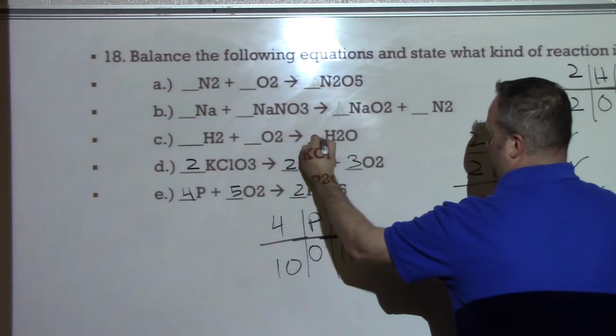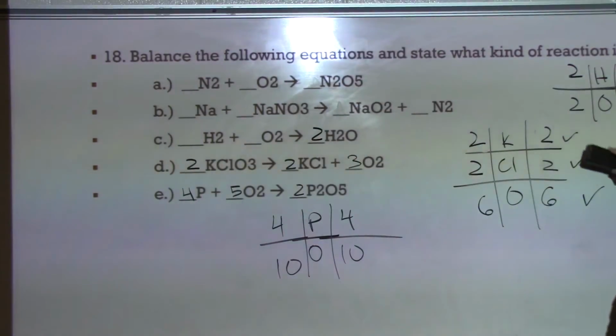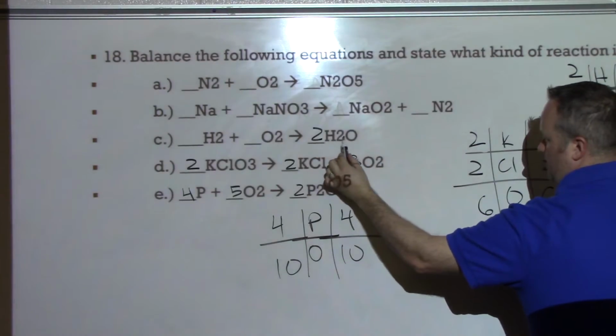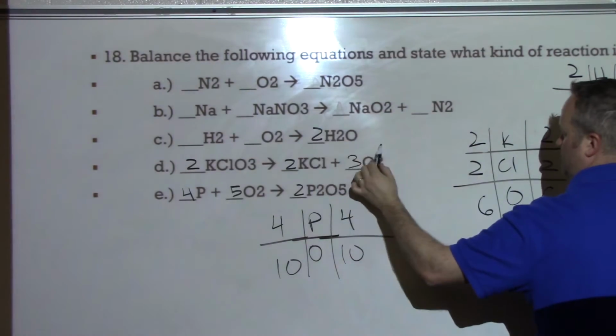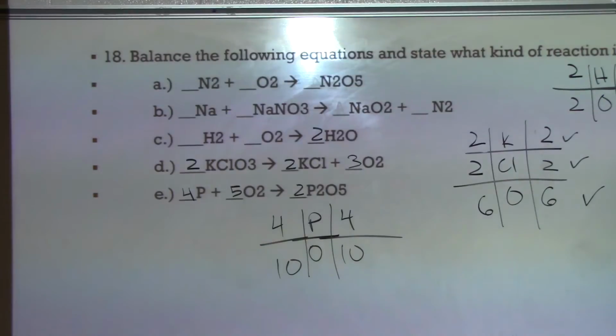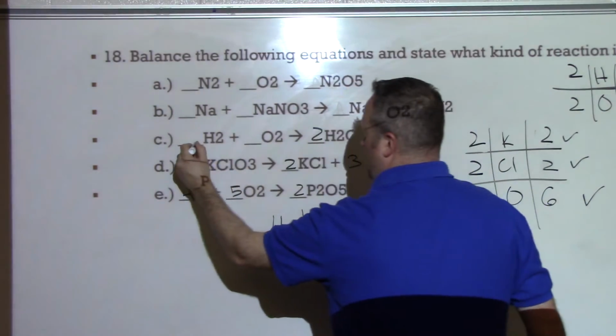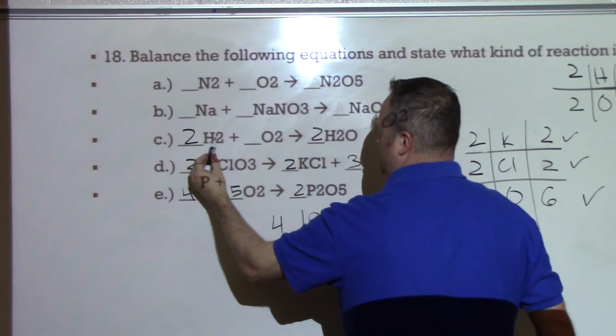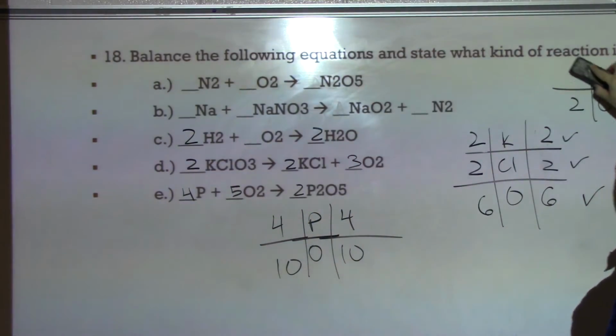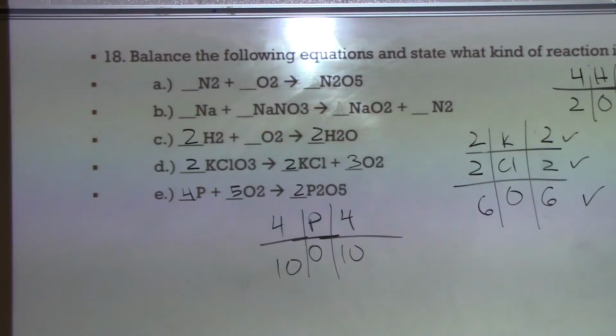So what I'm going to do is I'll place a 2 right here, and when I do that, it changes my numbers. So now I have 4 hydrogen, because I'm saying 2 times 2 is 4, and then 2 times 1 is 2 oxygen. So oxygen is okay. All I have to do is place a 2 right here. Now it's 2 times 2, which is 4 hydrogen, and therefore my equation is balanced. Alright, so going up to B.